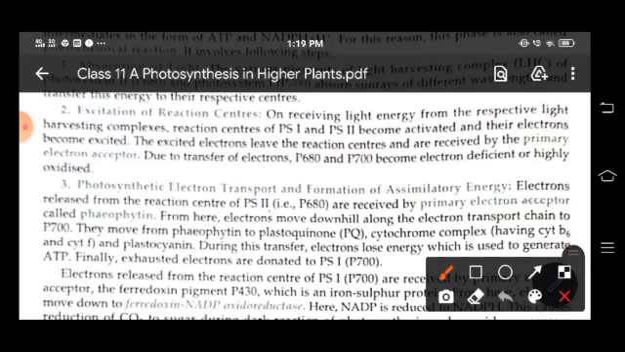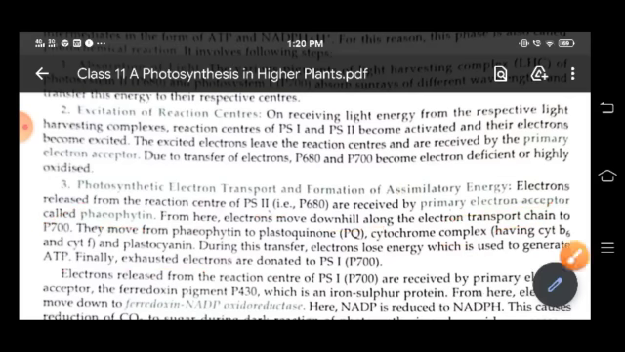The electrons which are released from the reaction center of photosystem 2 are received by a primary electron acceptor called pheophytin. From here, the electrons move downhill through the electron transport chain to P700, moving from pheophytin to plastoquinone, cytochrome complex, and plastocyanin. During this transfer, the energy lost is used to generate ATP. Finally, these exhausted electrons are passed to photosystem 1.